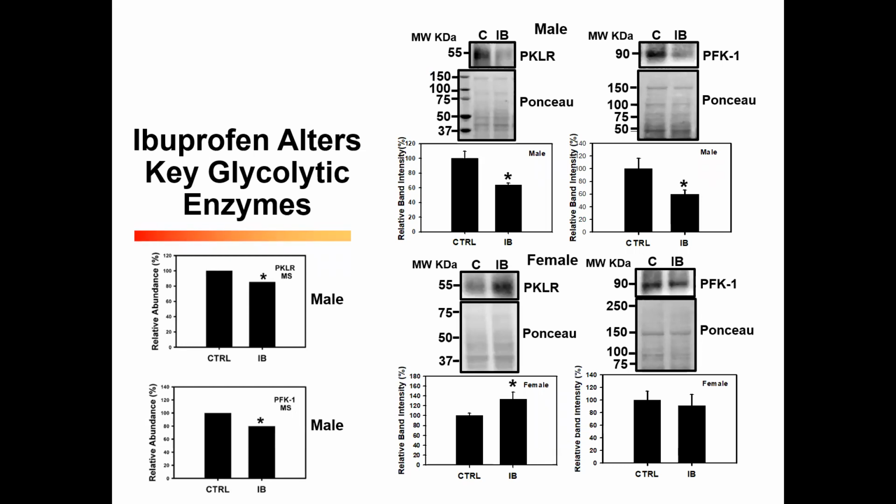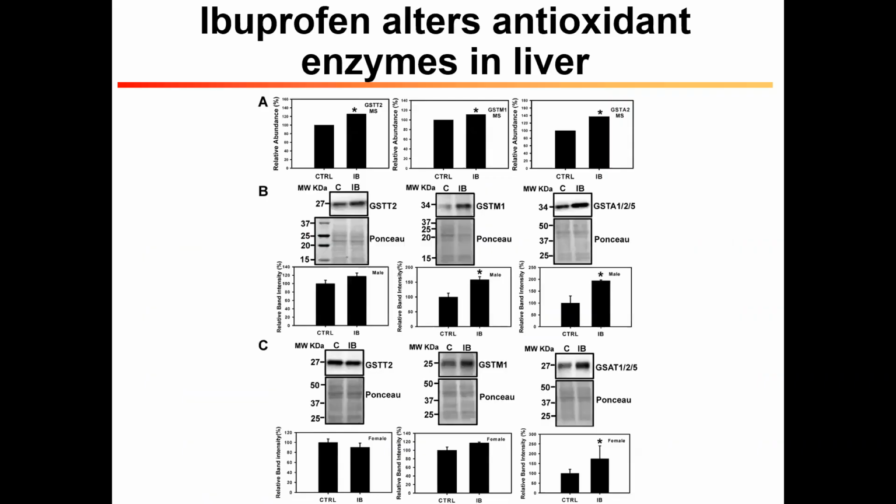Again, if you look at the pyruvate kinase, which is the PK, LR just stands for liver form, you can see there's gender effects again. We're seeing a decrease in males, but an increase in females. When we look at phosphofructokinase, we see a decrease in males and no change in females. So huge differences.